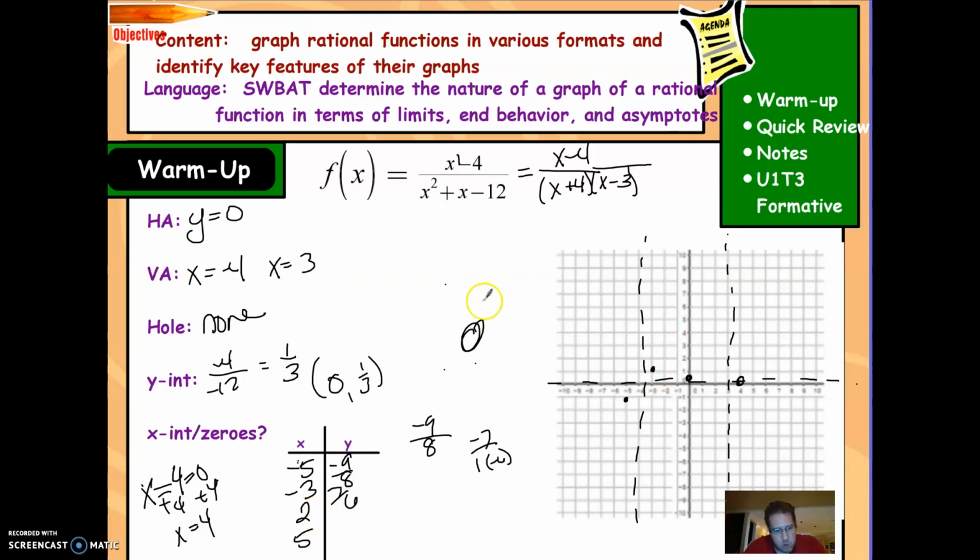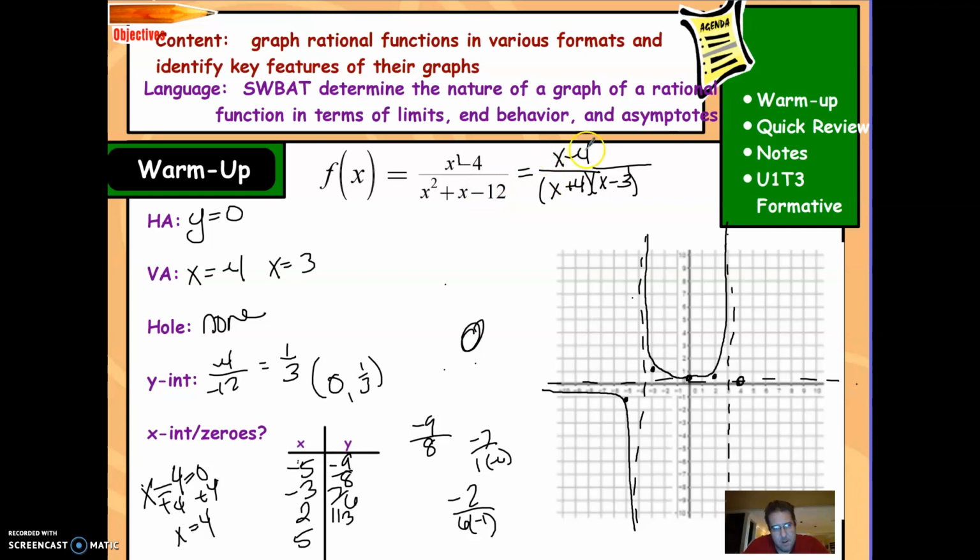If I do the same thing for 2 and 5, let's see what we get. 2 minus 4 is -2. 2 plus 4 is 6, times 2 minus 3 is -1. -2 divided by -6 is +1/3. So at 2, +1/3 would be about right there. What I notice about this piece is it's going to end up going like this, and this piece is going to do the mirror image of it, going down, and then this one's going to be doing this.